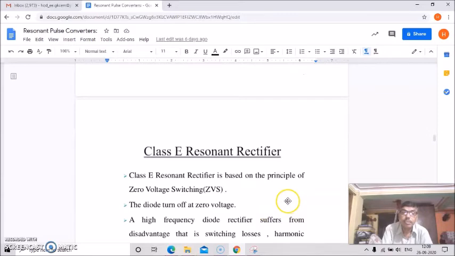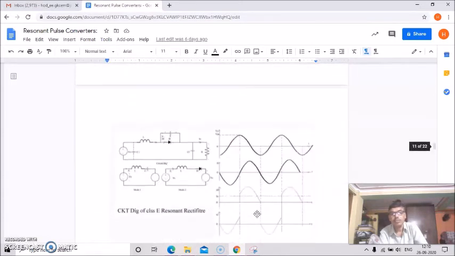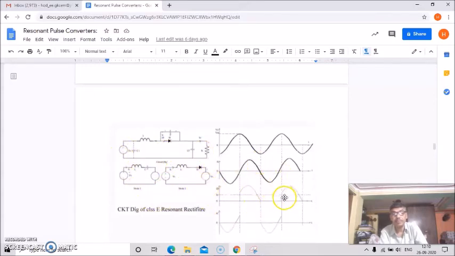Now the class E resonant rectifier. The class E resonant rectifier is based on the principle of zero voltage switching, and the diode turns off at 0 voltage. A high frequency diode rectifier suffers from the disadvantages of switching losses, harmonic content, etc. This is the class E resonant rectifier circuit. This is for mode 1 operations, and this is for mode 2 operations, and these are the waveforms.